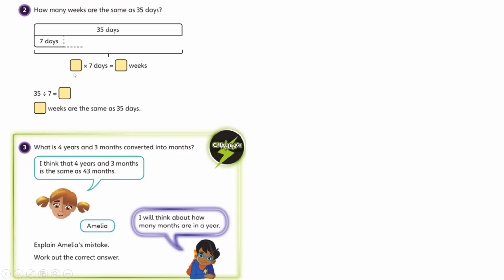And this is where I'm going to do my dividing. So I'm going to say, instead of just drawing the bar model, I'm going to use a quick division fact and go 35 divided by 7.